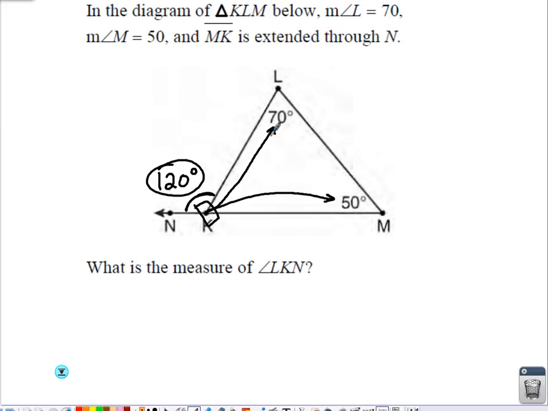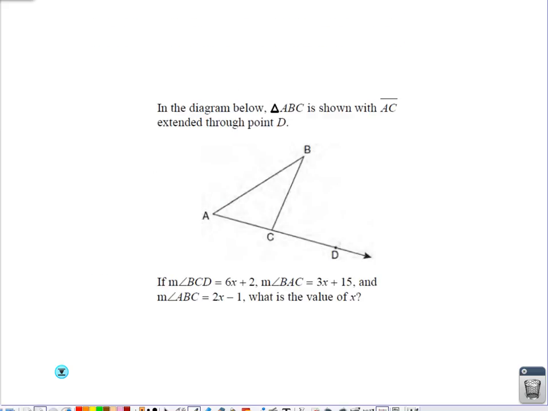You could have gone about that the long way. The long way would have been 70 and 50 added together to give you 120. You could subtract that from 180 to get this angle, and then subtract that from 180 again to give you that angle. You can work it either way.